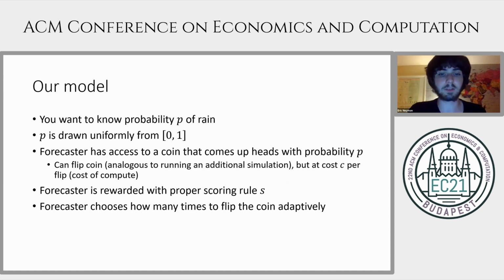Now, the forecaster gets to choose how many times to flip the coin adaptively. And I just want to point out that the question of which probability the forecaster should report is easy. They're incentivized with a proper scoring rule, which means that they should say what they believe. But the challenge for the forecaster is figuring out how many times to flip the coin. And that is what we will spend most of our time reasoning about.